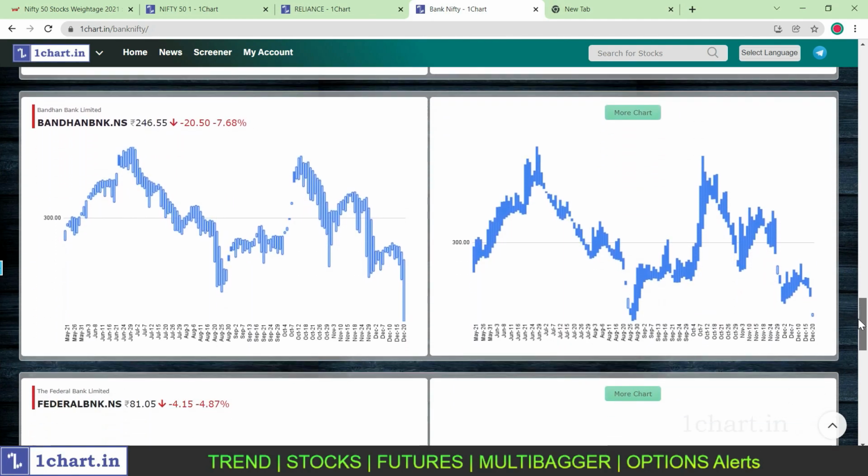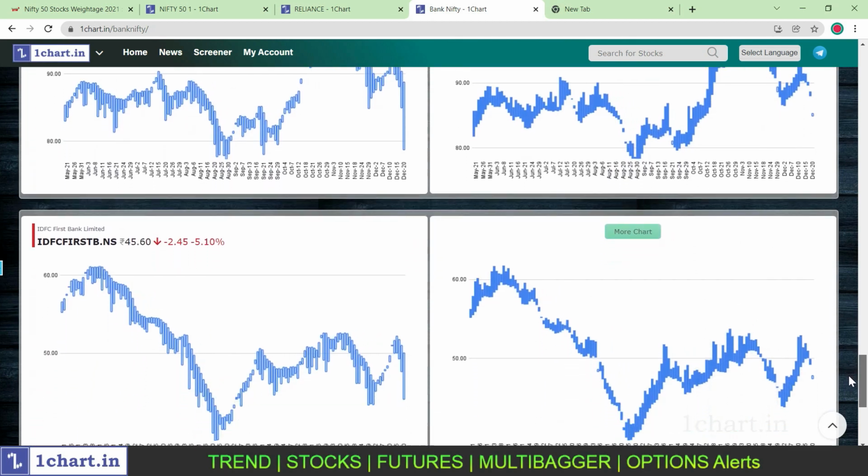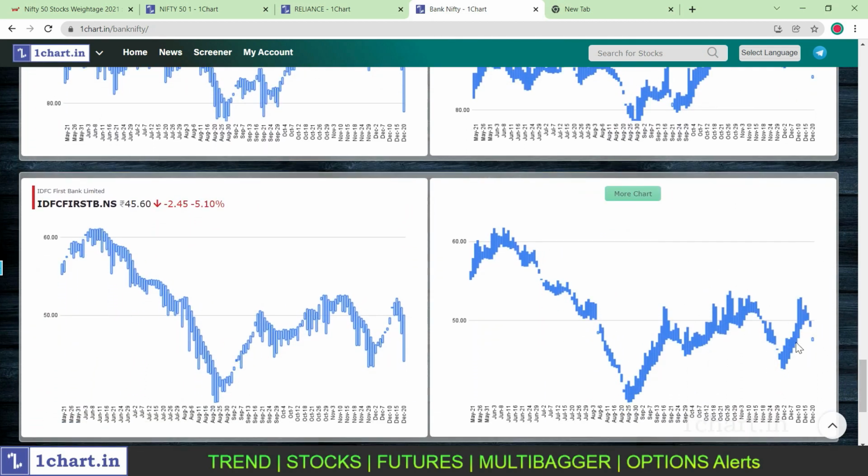AU, Bandhan Bank, Federal Bank, IDFC. So all the 12 stocks are in gap down, dot formation. So what happened? The index Bank Nifty is 1200 points gap down. So if the 12 stocks are in dot formation, we can buy PE option in Bank Nifty. Some 10 or 12 rupees options, we buy with a very low minimum amount. So after 2 weeks, definitely you will get a big amount.